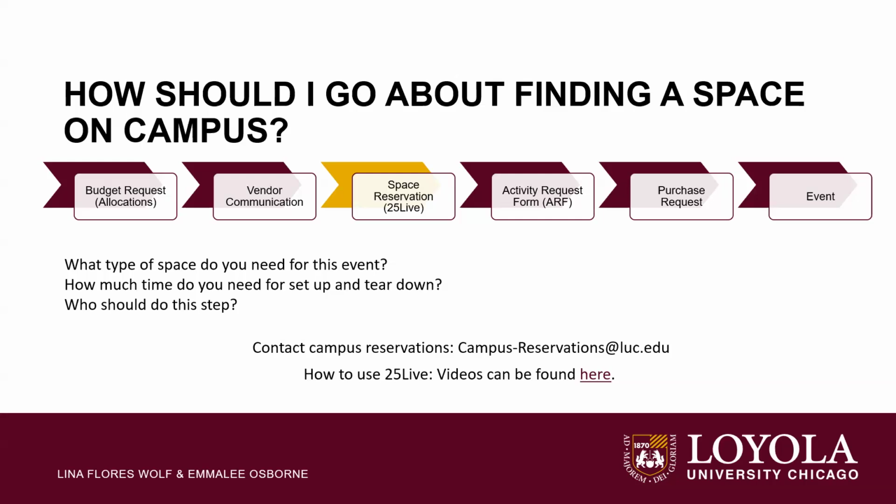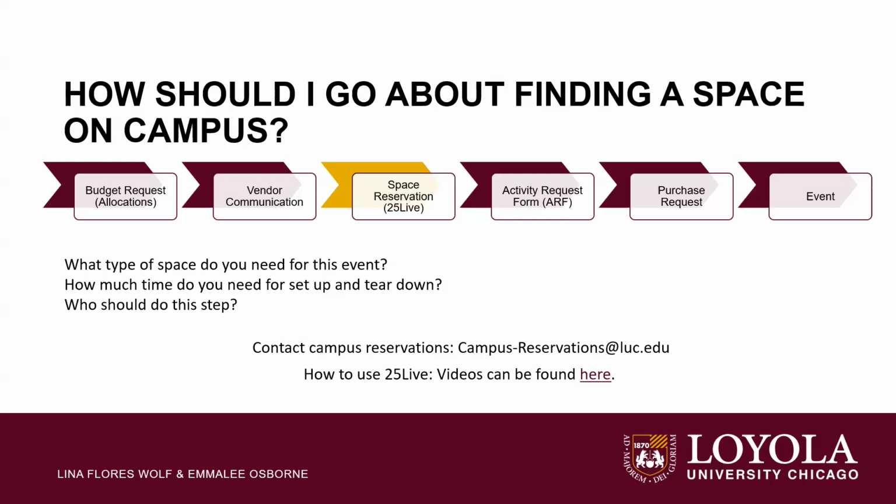But please make sure you talk to your e-board to make sure everybody knows what steps they are in charge of. The main thing that we want to point out is that there's a lot of different spaces on campus that can be utilized for events. So it's important to try to determine what makes the most sense for your event, determining what type of space you need.